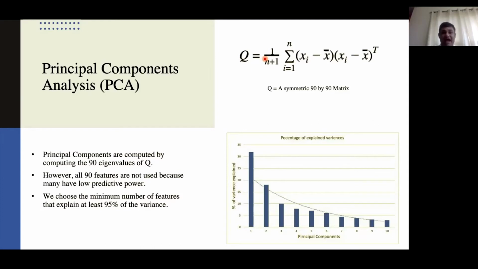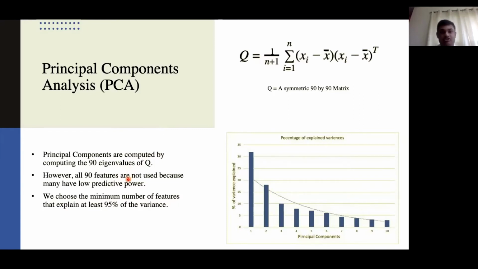Next, we calculate the eigenvalues of the covariance matrix to compute the principal components of the matrix. Principal components are linear combinations of these raw inputs, and those are made to be relatively independent. So each principal component is made to be relatively independent. As we have 90 input features, we will have 90 principal components.